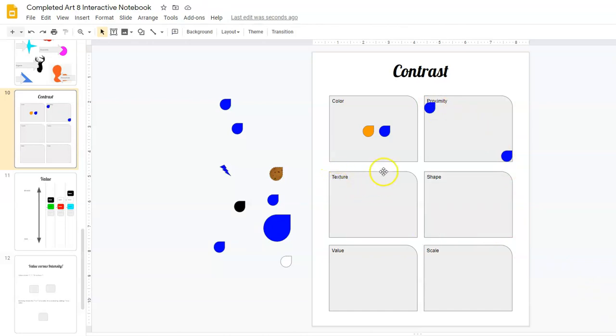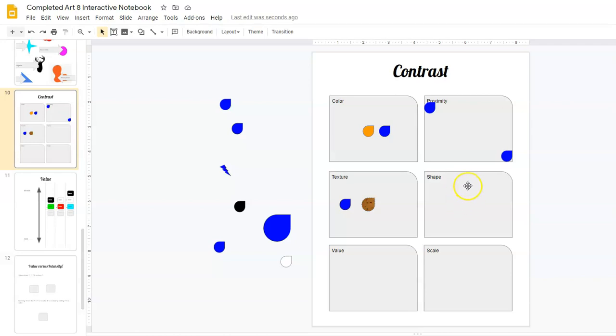Texture, you want to have 2 different types of texture. So I can take the one shape that is becoming our default, and then we have this other one right here where it's got kind of a spotted speckledy texture. So those 2 are smooth versus a rough texture.